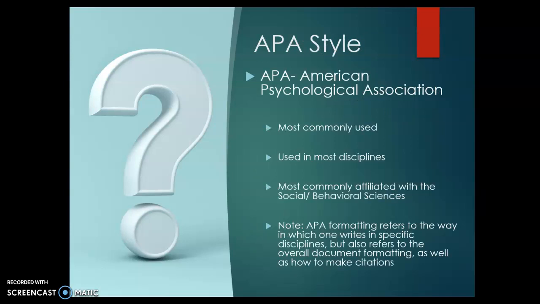APA, let's take a little bit more of a closer look at APA, American Psychological Association. It's the most commonly used among disciplines. It's most commonly affiliated with social or behavioral sciences, so psychology, communication, education, accounting, mathematics, any of these types of fields that have to do with human interaction, human behavior, or cognition typically tap into APA. APA formatting refers to the way in which one writes for specific disciplines, but also refers to the overall formatting as well as how to make citations.